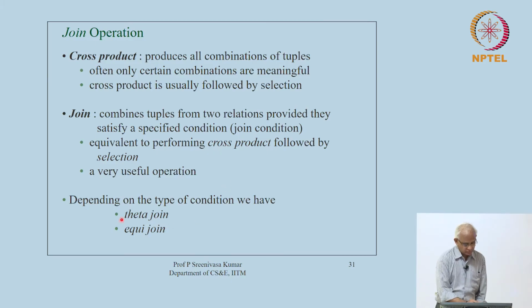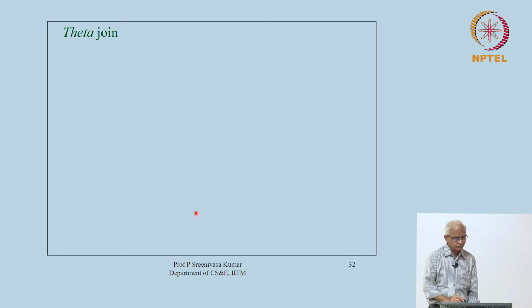So, we will talk about theta join, equi-join and natural join, various different joins. And later on, of course, when we go to the implementation details about these operators, we will talk about specific algorithms for realizing these join operations. Okay. So, what is theta join?